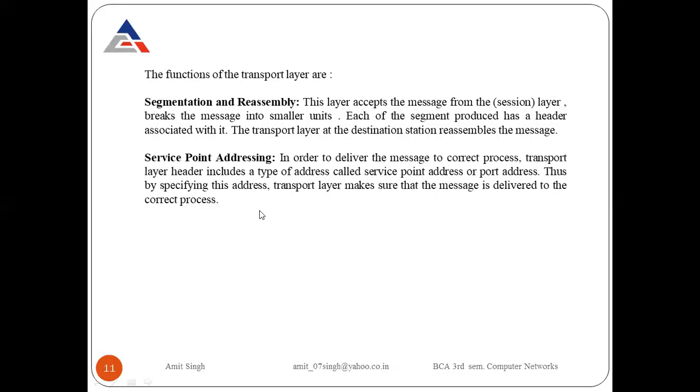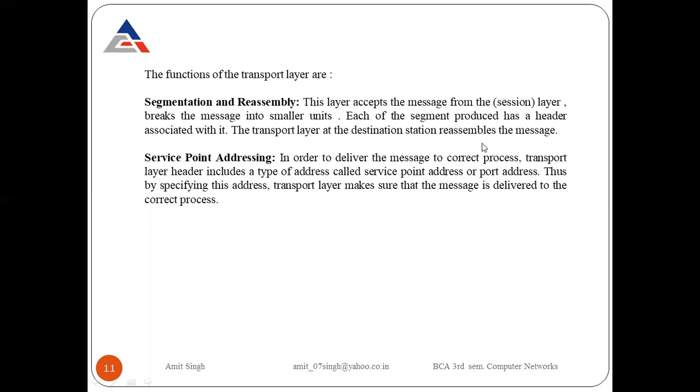The functions of the transport layer are segmentation and reassembly. This layer accepts the message from the session layer and breaks the message into smaller units. Each segment has a header associated with it. The transport layer at the destination station reassembles the message. What it means is, first they have the complete message. They divide the message into small parts. These small parts are known as segments, and they give a reference number to all the segments.